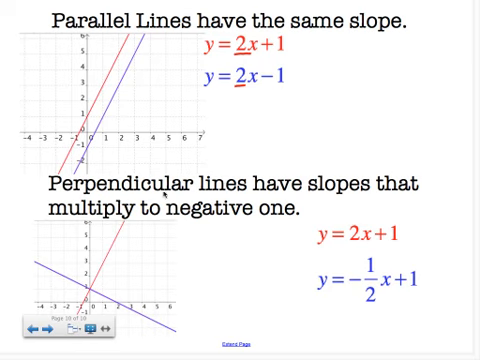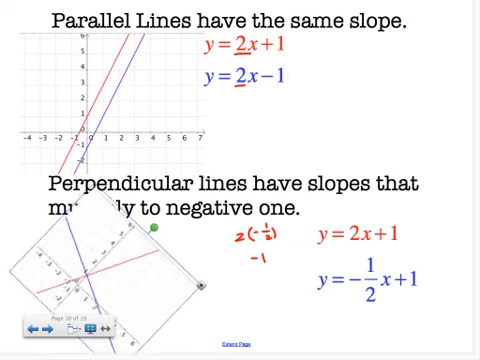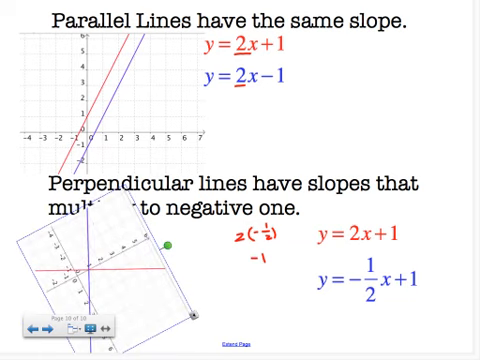And then perpendicular lines have slopes that multiply to be -1. So y equals 2x plus 1 is the red line, y equals -1/2 x plus 1 is the blue line. If you multiplied 2 and -1/2, which are the slopes, they come out to be -1. And perhaps if I rotate this a little bit, you'll believe that these lines are in fact perpendicular to each other.